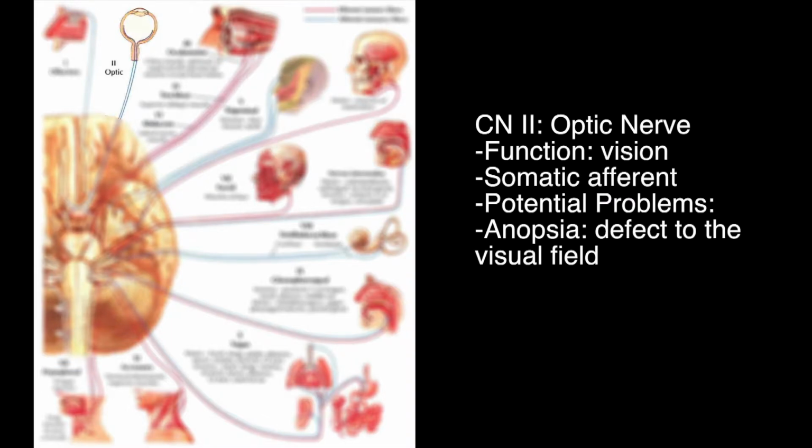The second cranial nerve is the optic nerve. The optic nerve's function is vision, and this nerve is somatic afferent. Potential problems to the optic nerve may cause anopsia.